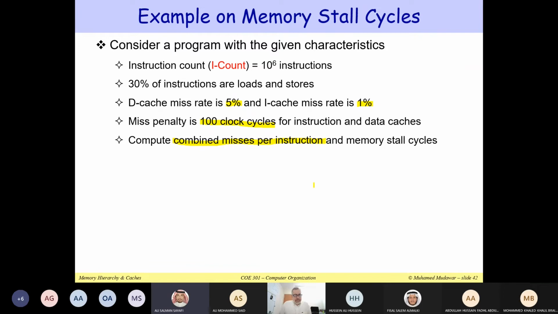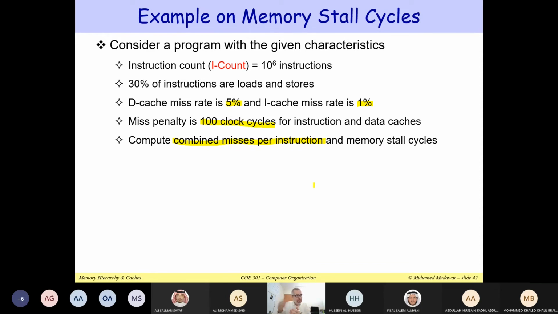Yes. First, we multiply the load and store with the percentage of D cache, and we sum. Okay, let us start with the instruction cache. It will be just 1%. Exactly, 1%. So when we look here at the misses per instruction, we have misses per instruction in the instruction cache, and misses per instruction in the data cache. So that's basically combined, in the instruction cache and data cache.